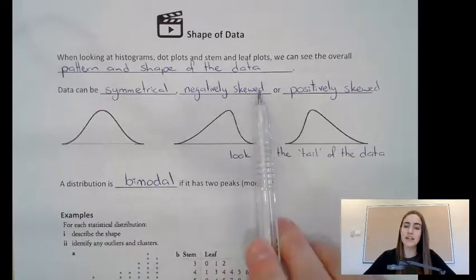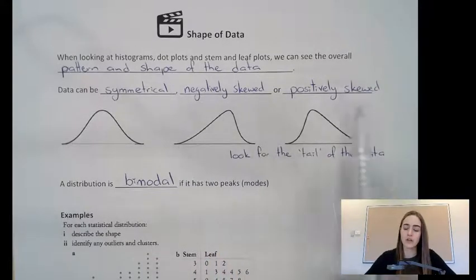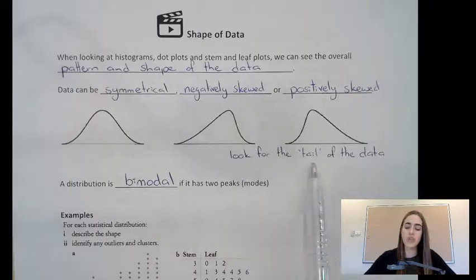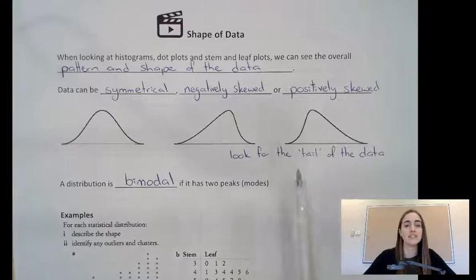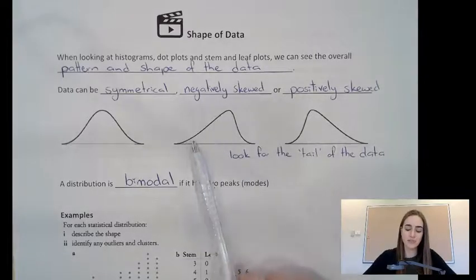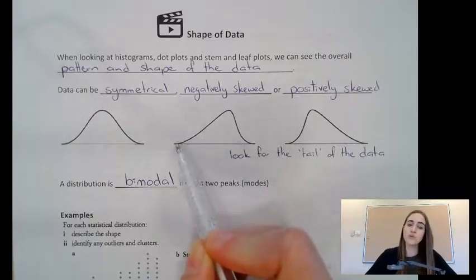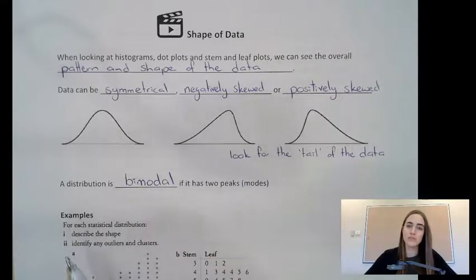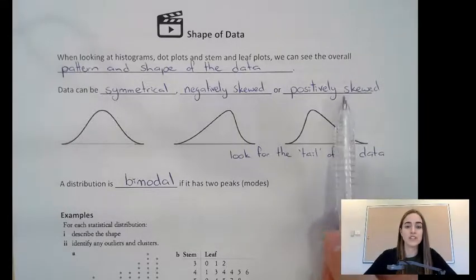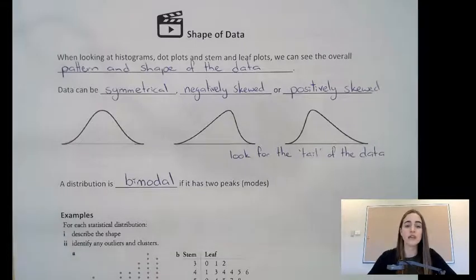It can be negatively skewed, which looks something more like this one, or it can be positively skewed that looks like this. So when we're talking about skewness, we're always going to look for where the tail of the data is. So for example, in this one, the tail comes down this way, this long extra bit down here, and that's going towards the smaller numbers, so that's negatively skewed. Whereas the tail in this one comes down this side, so because that's going towards the bigger numbers, that's going to be positively skewed. Now the other thing we can also say is that the distribution is bimodal, meaning that it has two modes or two peaks.